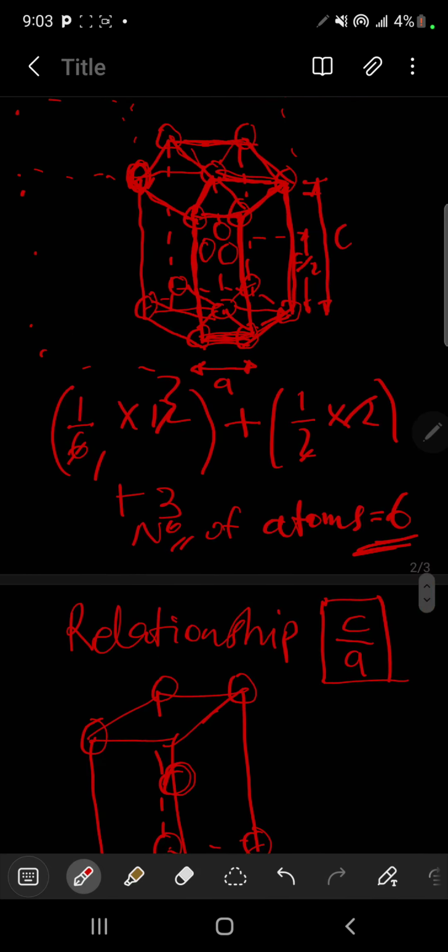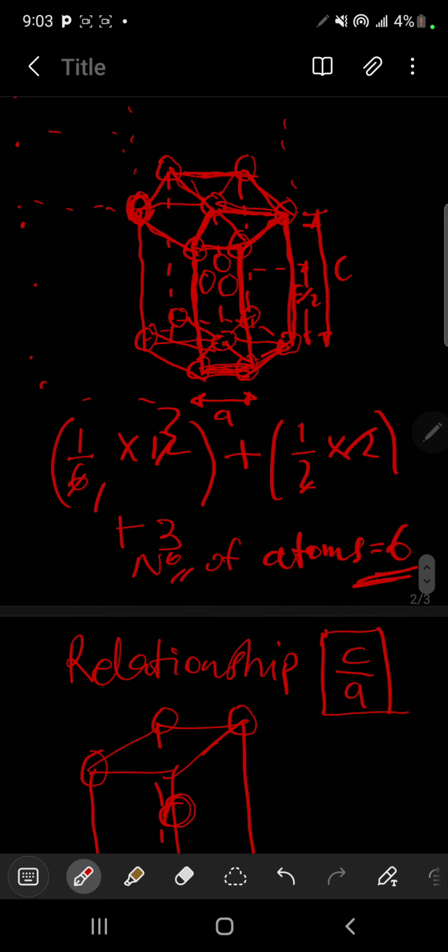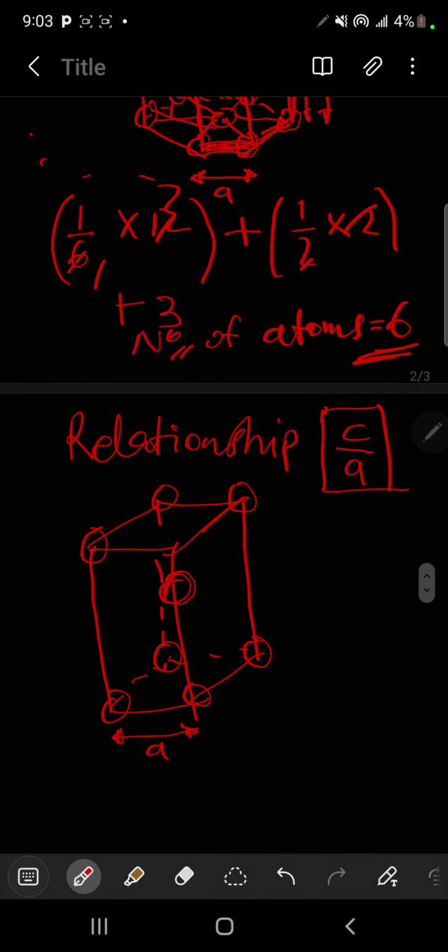Now let us name our lattice parameters for this section. This portion will be denoted by A because we have an A here. And the height, in this case, will just be a C.